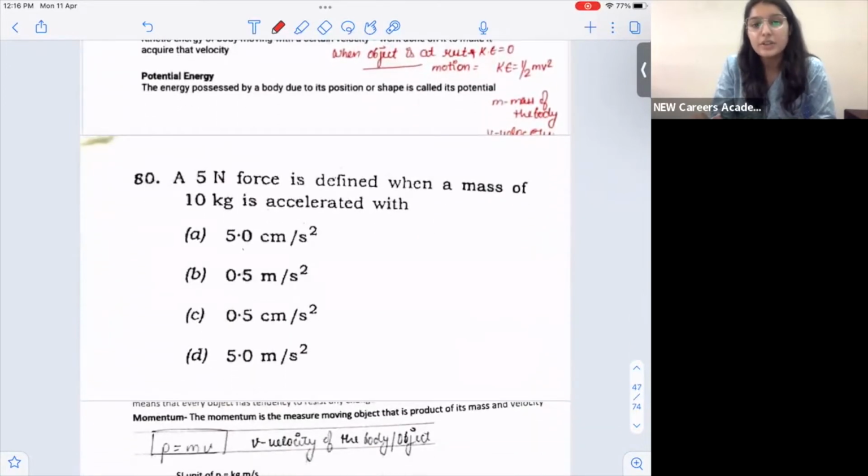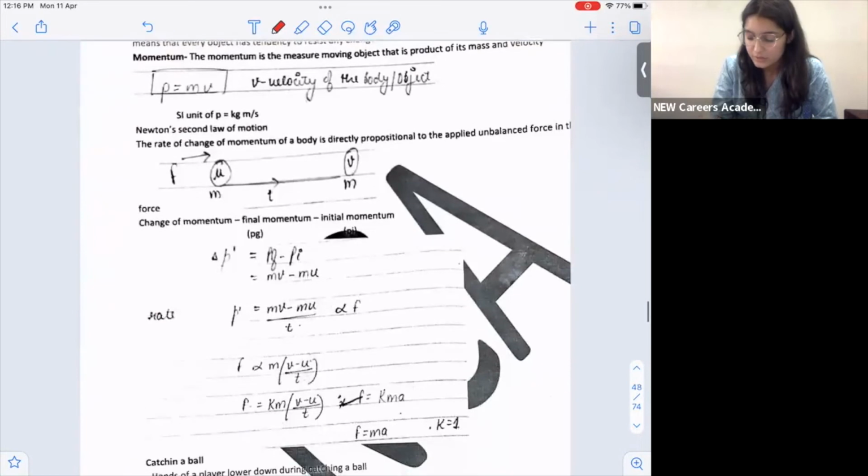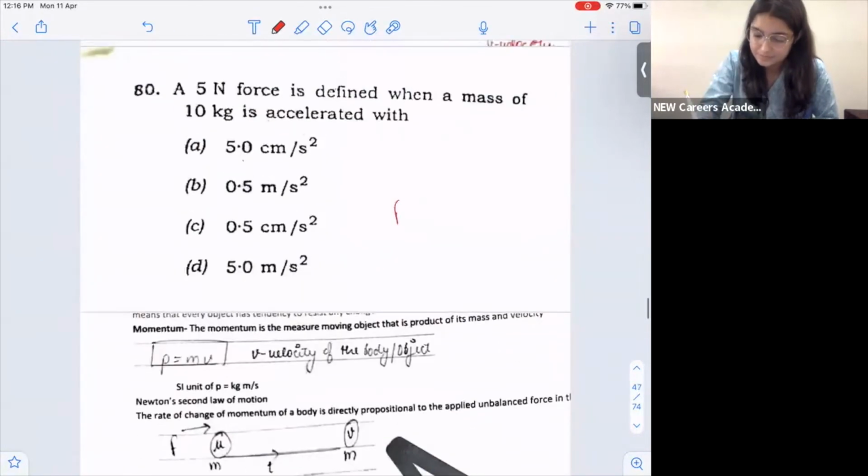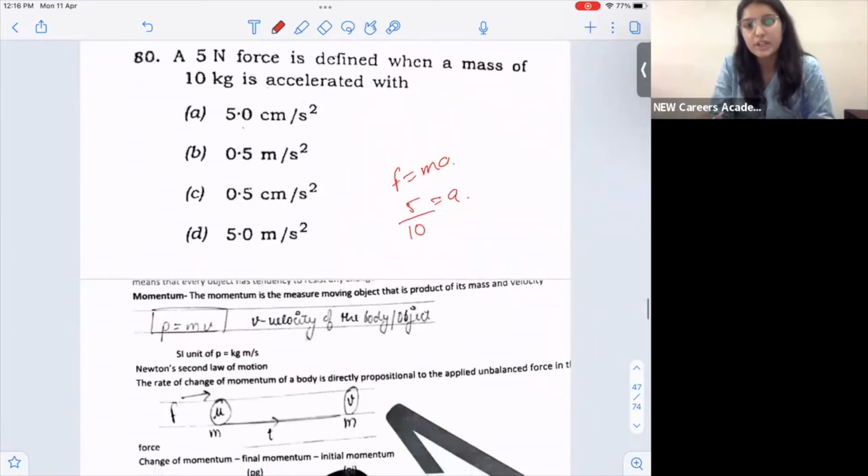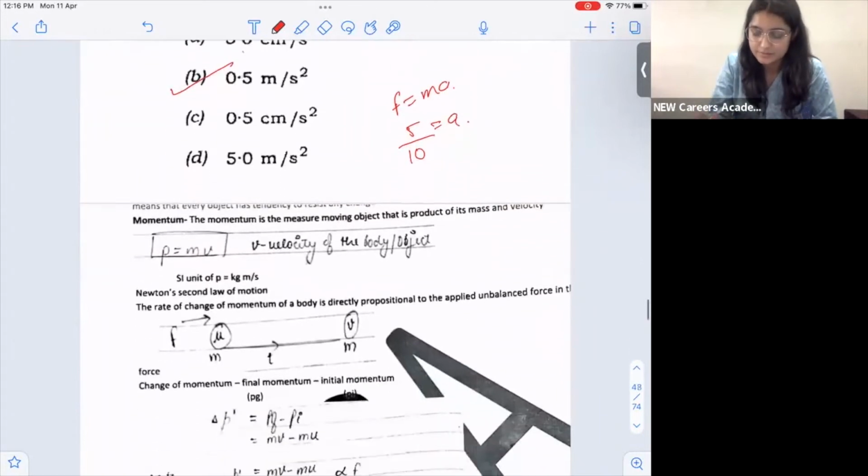Next, a 5 Newton force is applied when a mass of 10 kg is accelerated with. So here we use the formula F is equal to ma. So here we have to find acceleration. Force is 5, mass is 10. Acceleration would be 1 by 2. Okay, so 0.5 meter per second square. Option B is the correct answer.